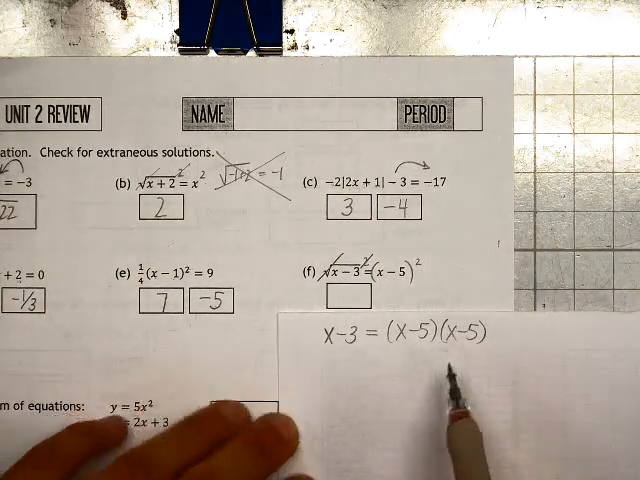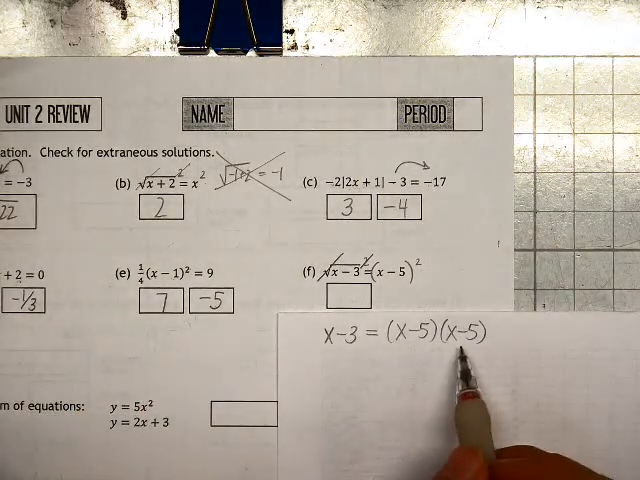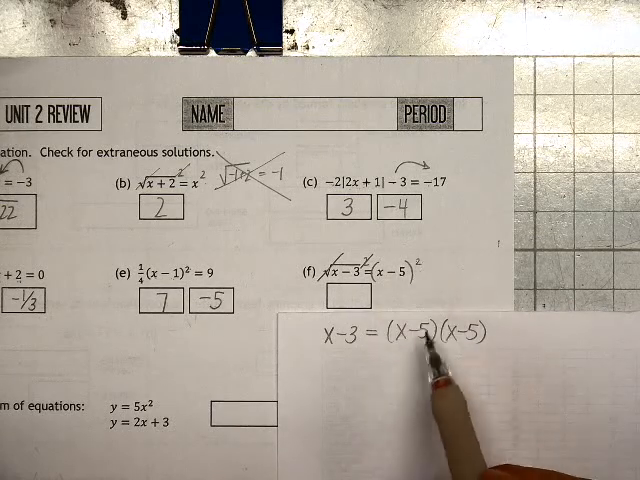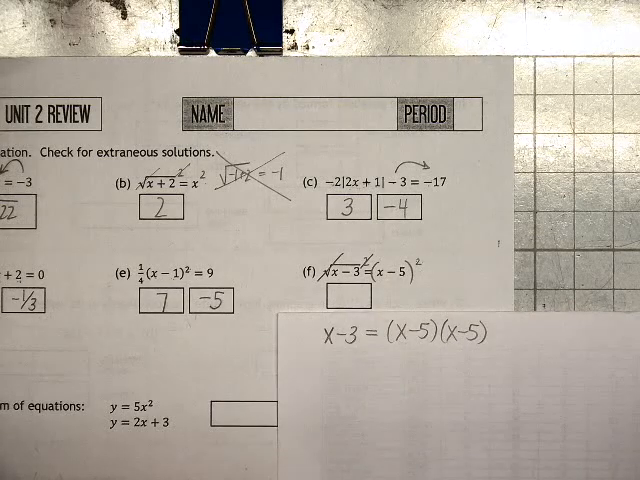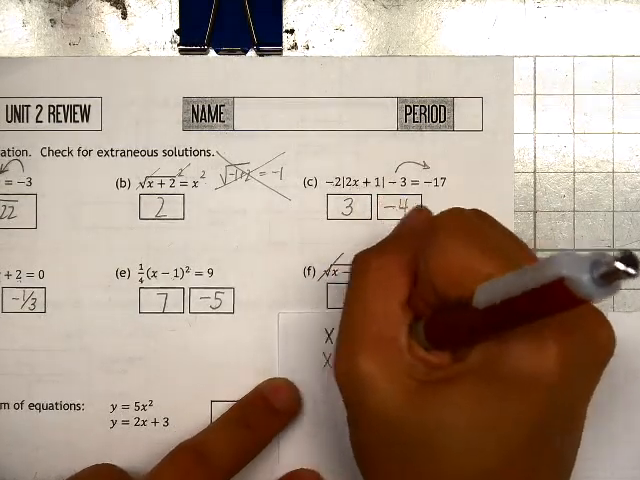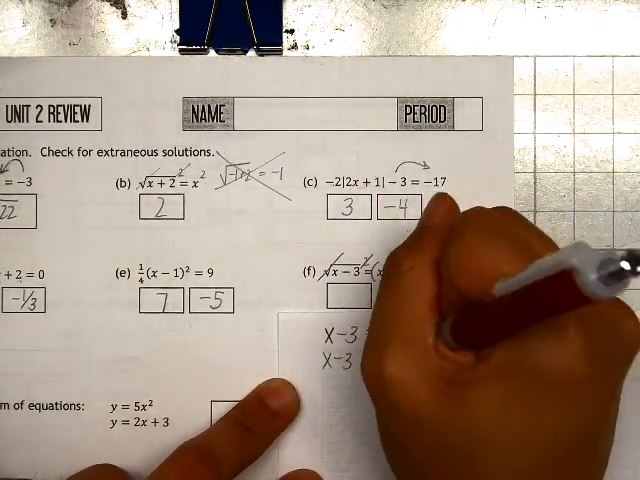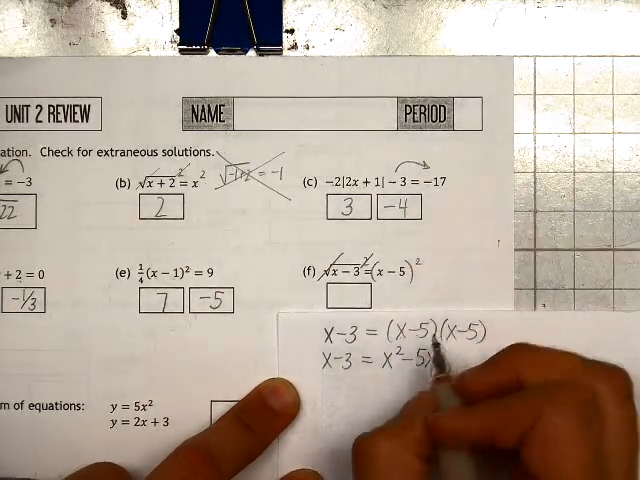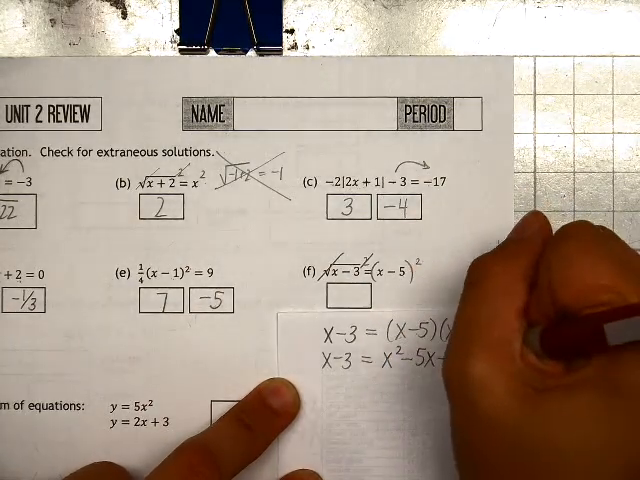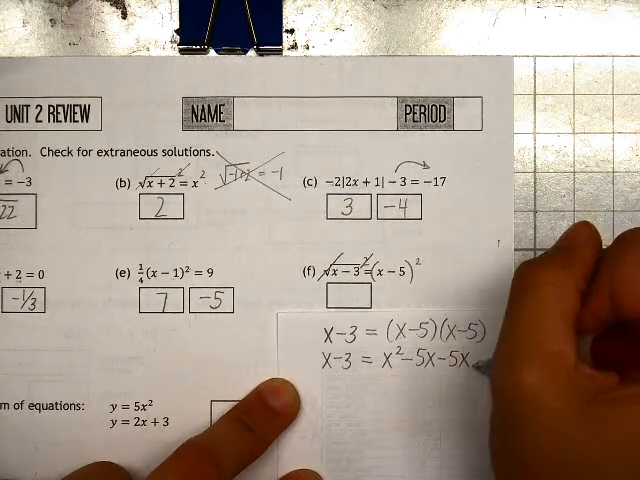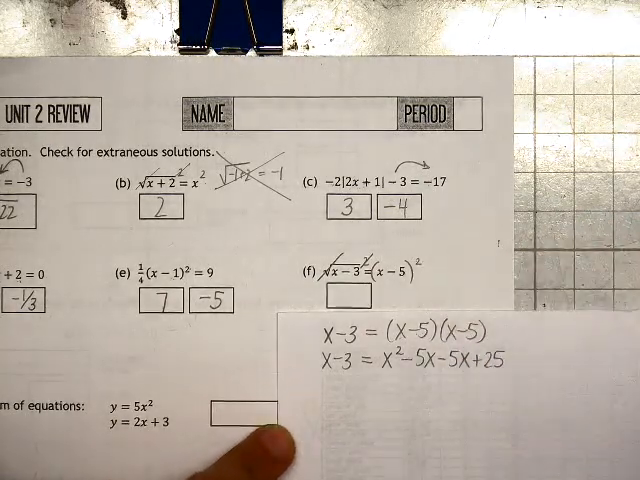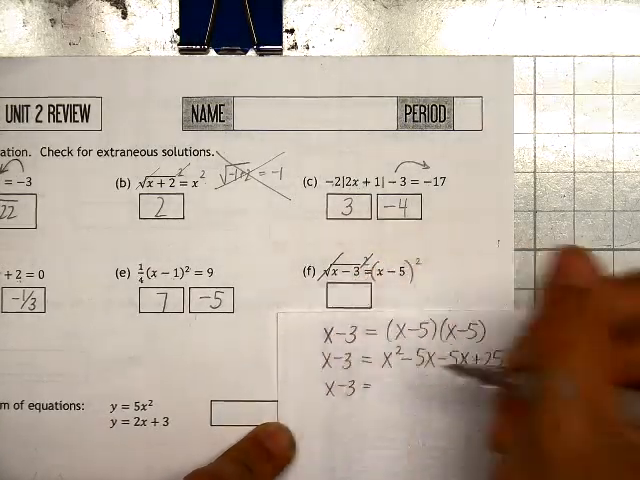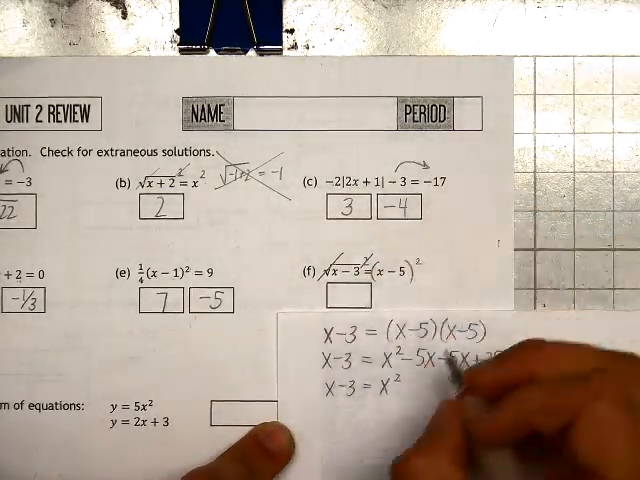When we see it written this way, that will hopefully remind us that we need to use the distributive property. We can't just say x squared and 5 squared. We have to actually multiply it all out. If I multiply it all out, that would give me x times x, which is x squared, x times negative 5, which is negative 5x, negative 5 times x is negative 5x, and negative 5 times negative 5 is positive 25.